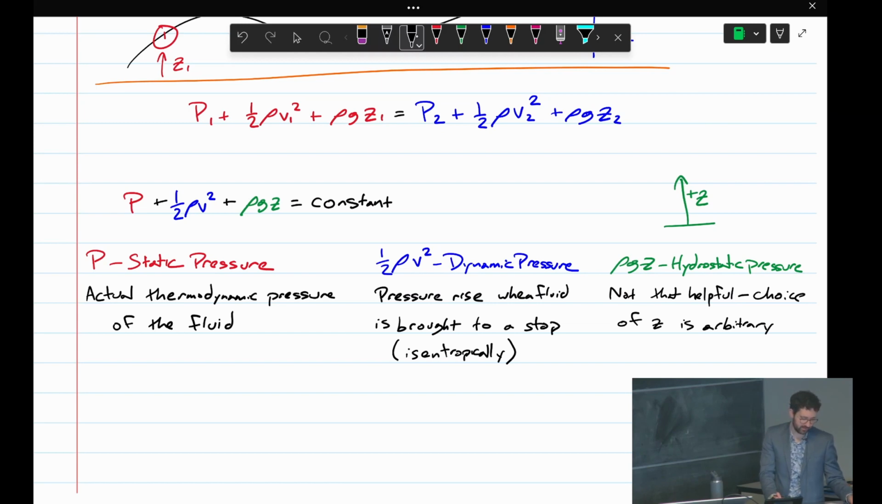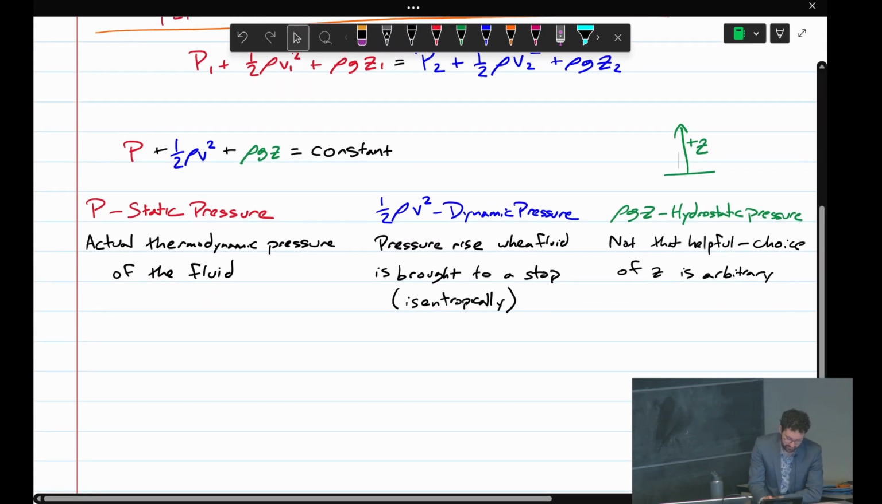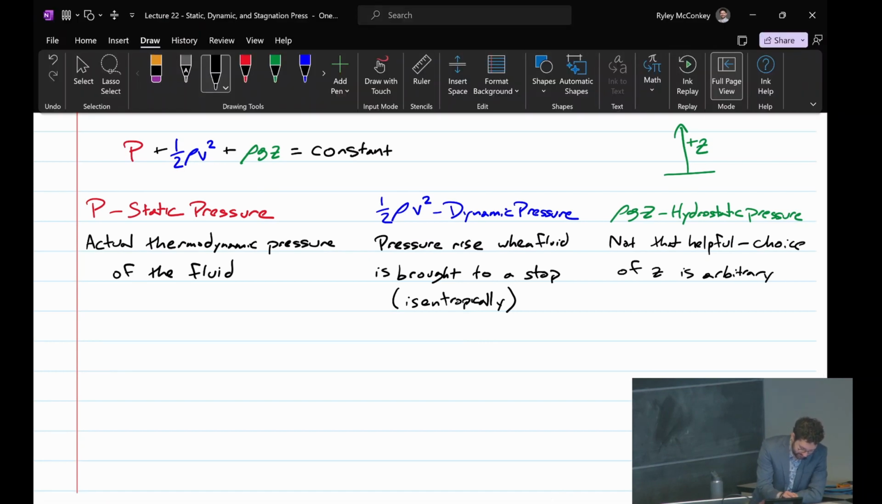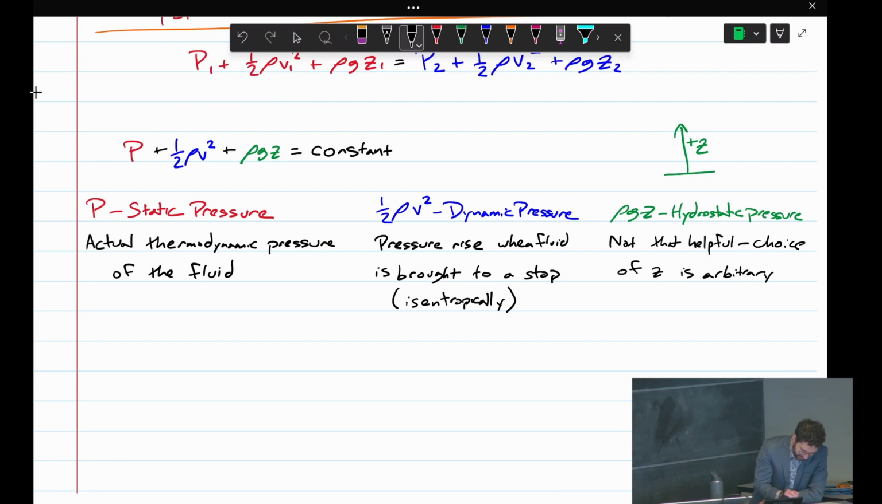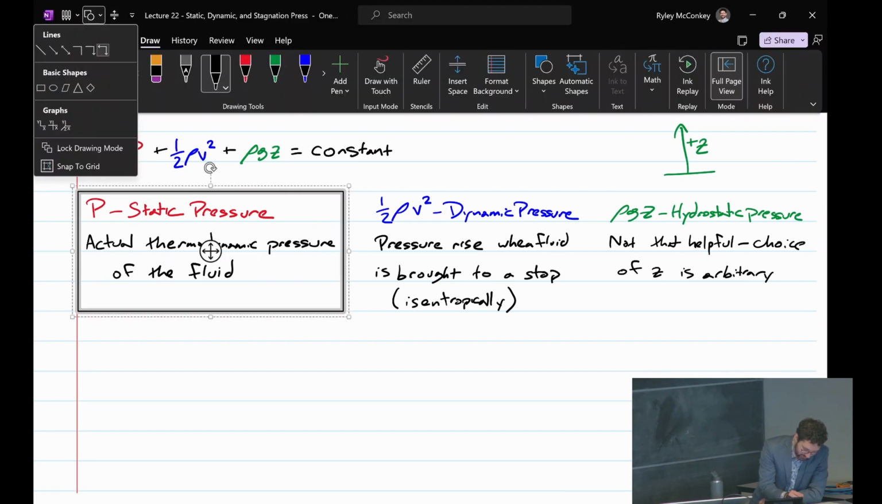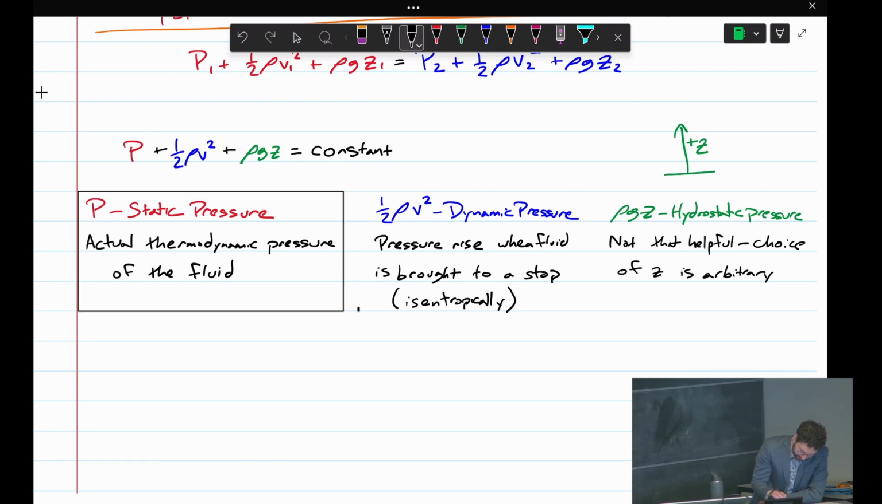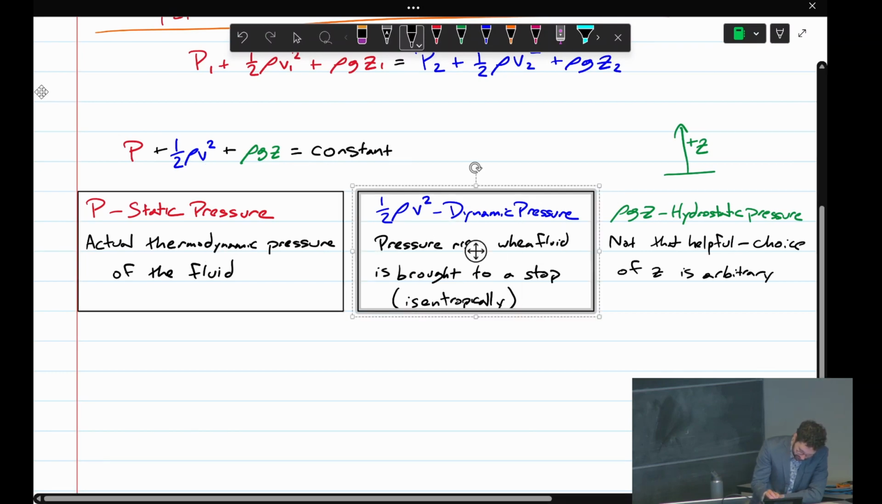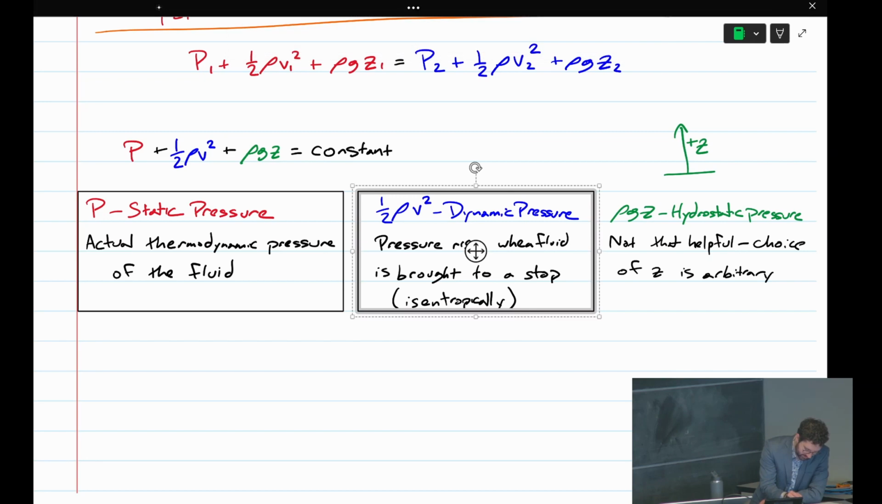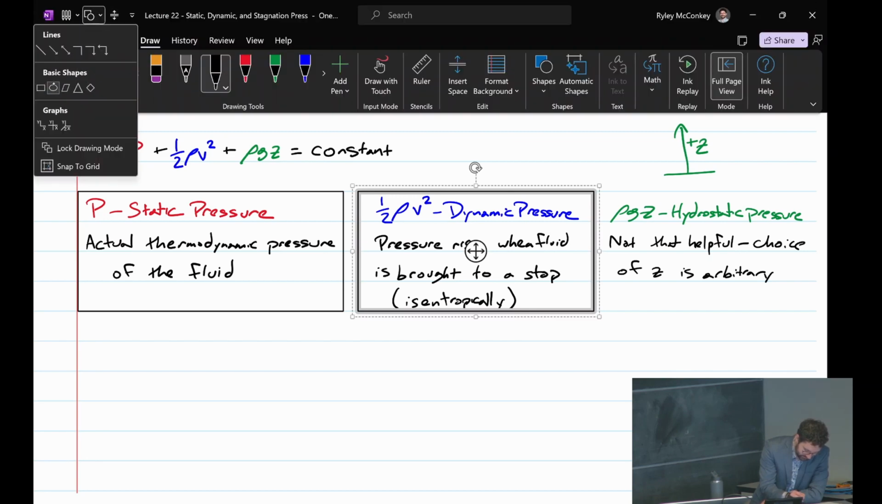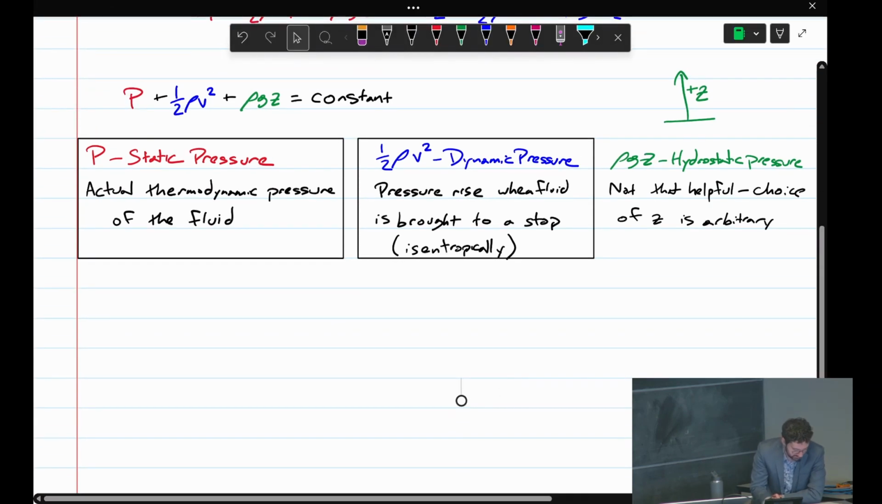If you go back and look at the derivation, which I'll probably jump to throughout this lecture, the z was defined positive upward. Okay. So these are our three. So far, I've given you the definitions of 2 of the objectives here. So static pressure, the actual thermodynamic pressure of the fluid, and the dynamic pressure there. We also saw our hydrostatic pressure is not that important.